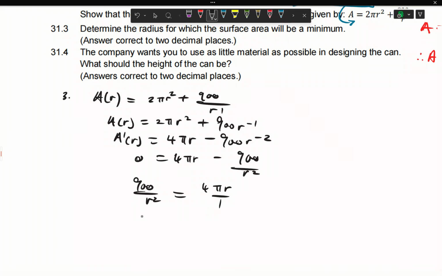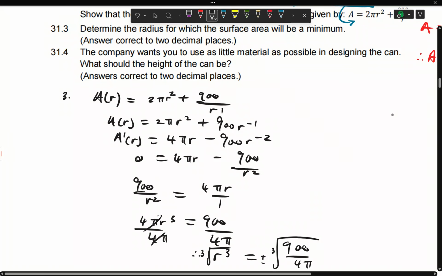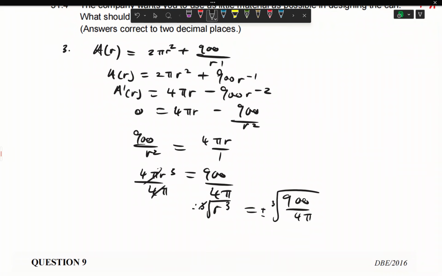So cross multiply, you'll have 4 pi r cubed, which equals 900. Divide both sides by 4 pi. So the 4 pi and the 4 pi will cancel. So r cubed is 900 all over 4 pi. So take the cube root. So you have plus or minus, don't forget. So now this and this cancel, so therefore r is plus or minus.